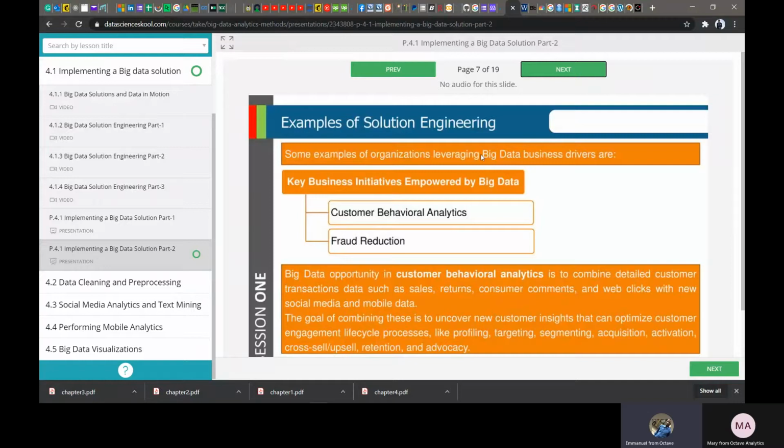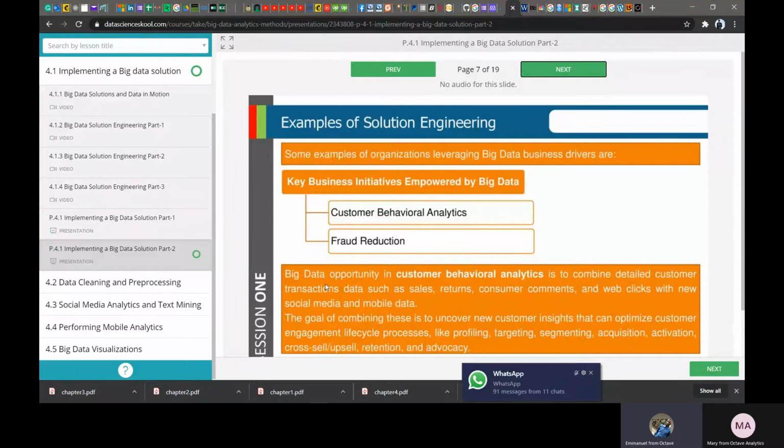So, some examples of solution engineering here. Some examples of organizations leveraging big data business areas are key business initiatives empowered by big data: customer behavior analytics, fraud detection. All of these are examples of solution engineering. The fraud detection model is a solution put in place to do checks on transactions, maybe in the retail sector, to try and detect fraudulent transactions and all of that.